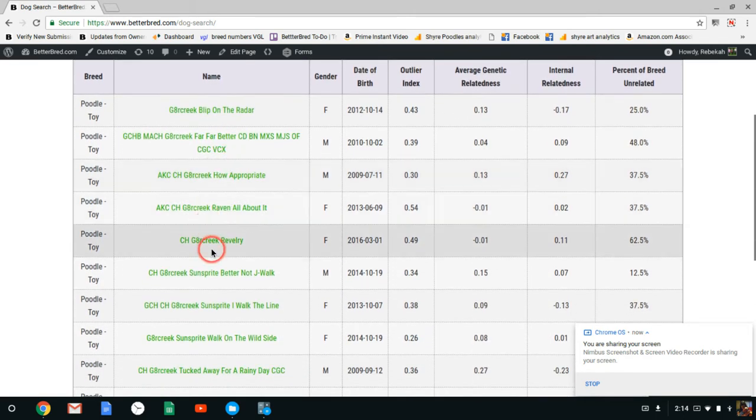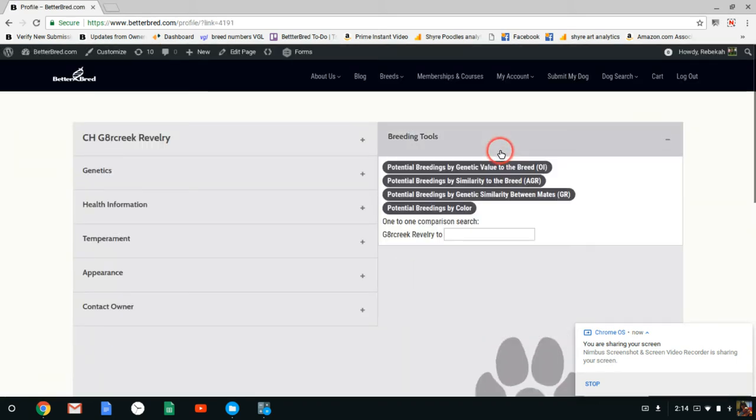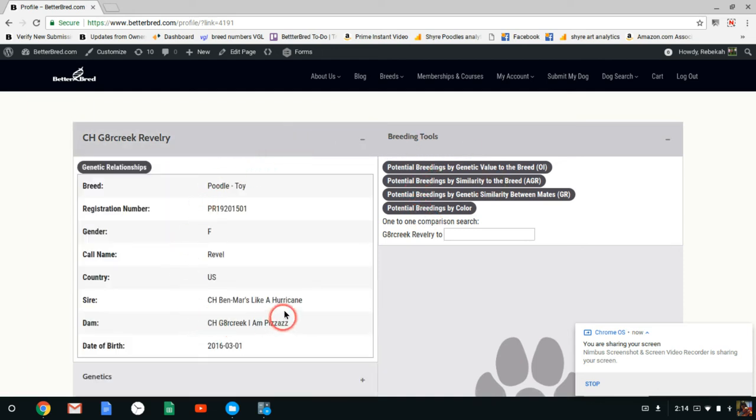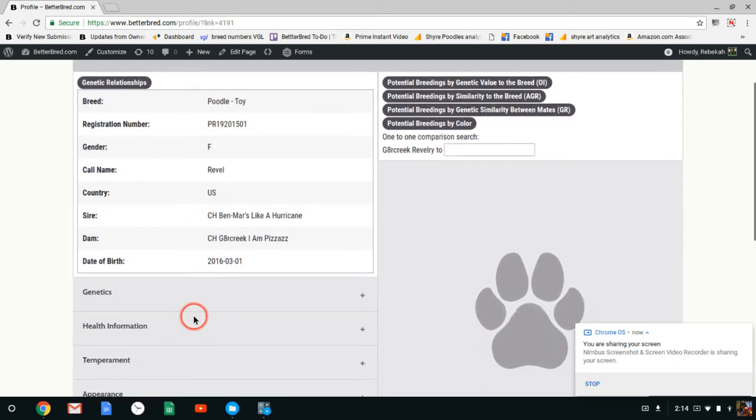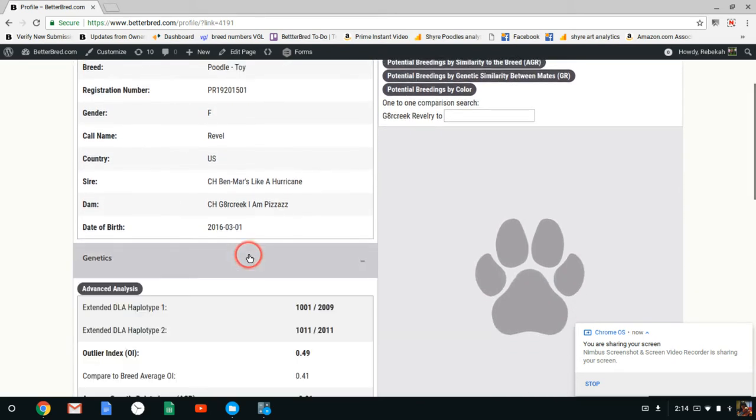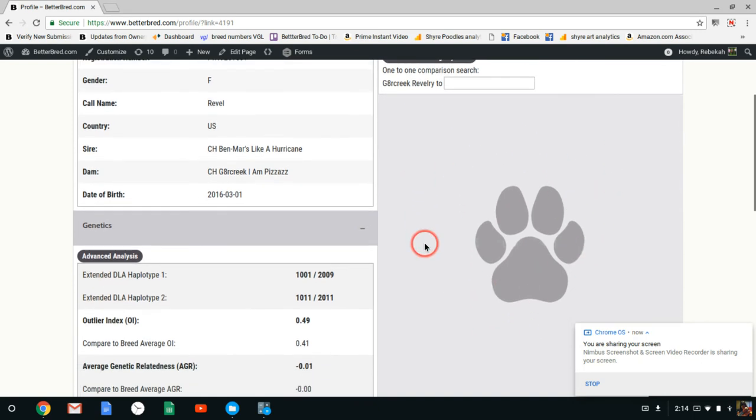Okay, so I'm going to look up Gator Creek Revelry, and I'm going to compare her to another dog. These are our potential breedings here, but first we're going to go through her profile. You can have all of this information, including sire and dam, on your profile. Down below is your genetics information, and over here would be her photo if that had been uploaded yet.